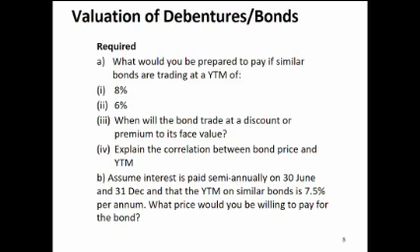If we look at the required, A says, what would you be prepared to pay if similar bonds are trading at a yield to maturity of 8% or 6%? When will the bond trade at a discount or premium to its face value? And then we also want to explain the correlation between the bond price and the yield to maturity. So let's have a look at A, and then we'll come back and have a look at B separately.